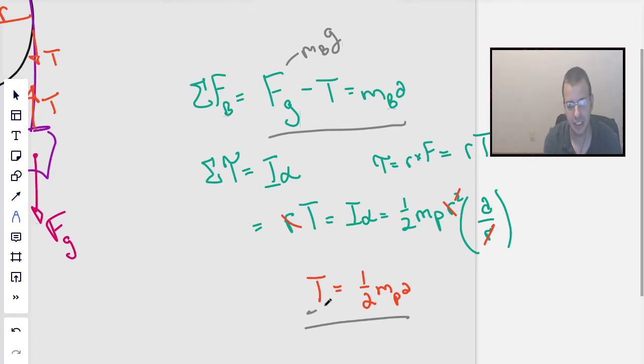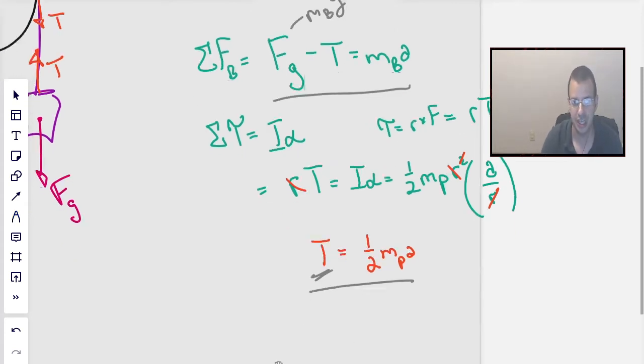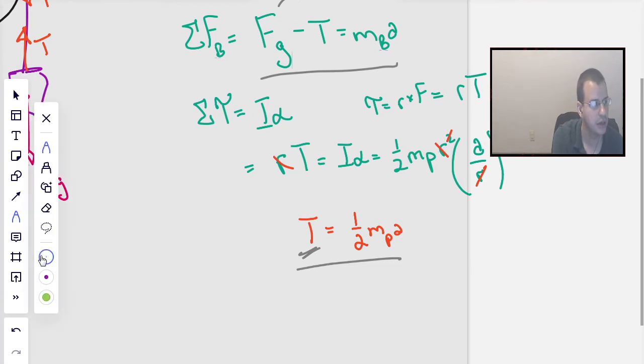So the idea here is I'm going to add tension to the left side, and then this 1/2 mass of the pulley times acceleration is the same as tension, so I can add that to the other side. So I'm basically going to add both of these equations together. You'll see, it'll be great.